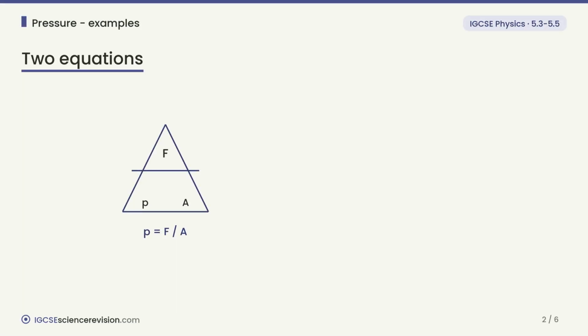Two equations here. Pressure equals force over area. The triangle has force on top, pressure and area underneath. And for a liquid, pressure equals rho g h, density times g times depth. Keep units consistent: force in newtons, area in square meters, and pressure comes out in pascals.